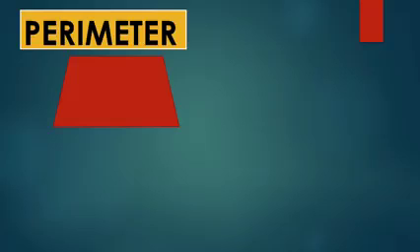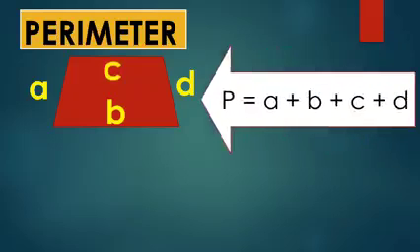Okay, for example, in the case of trapezoid, let's assume that the following sides are A, B, C, and D. To get the perimeter of this trapezoid, simply add. That is, P is equal to A plus B plus C plus D. Again, it is also applicable to all quadrilaterals, katulad po ng rhombus, kite, and so on and so forth.